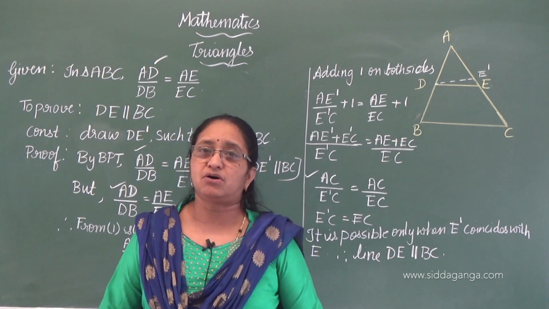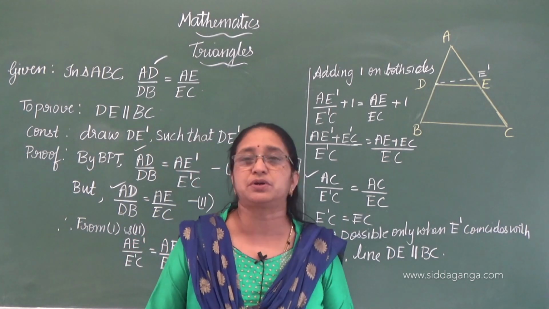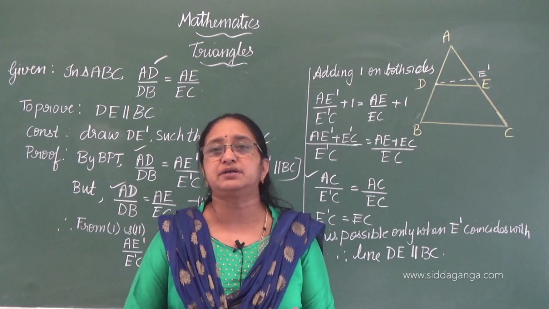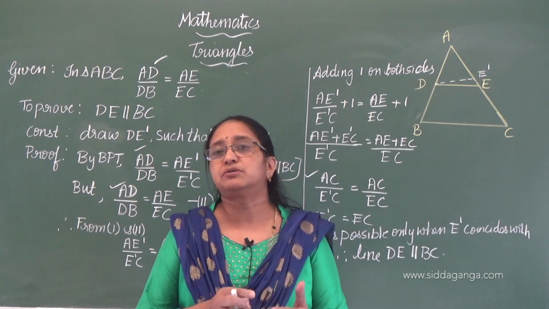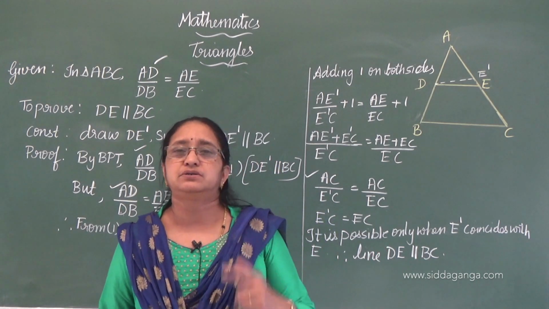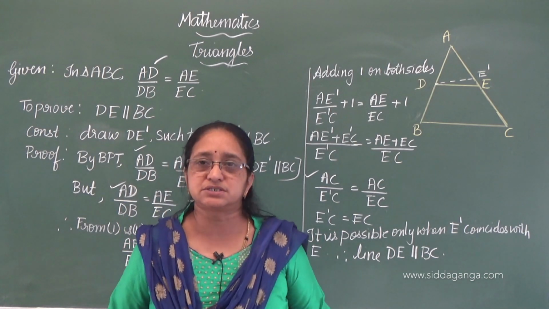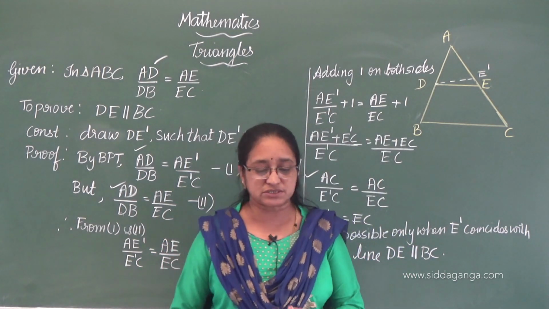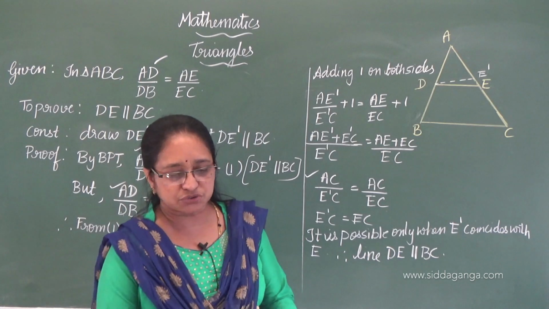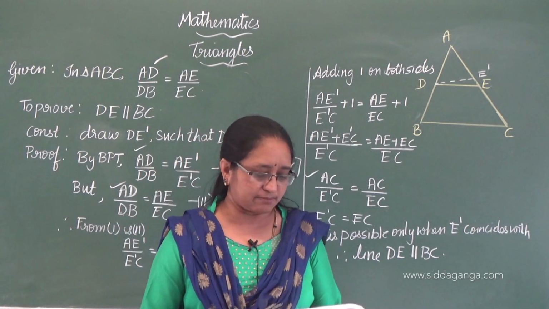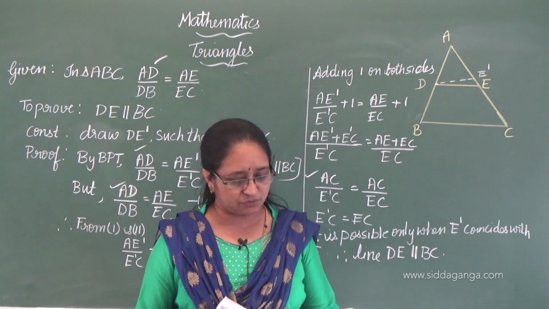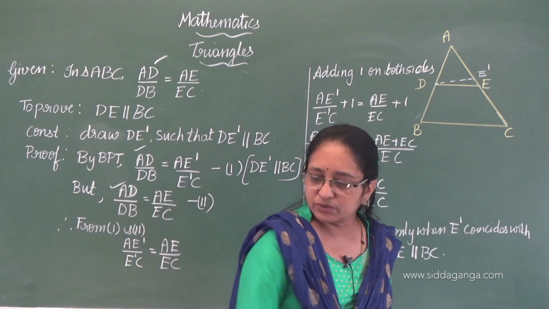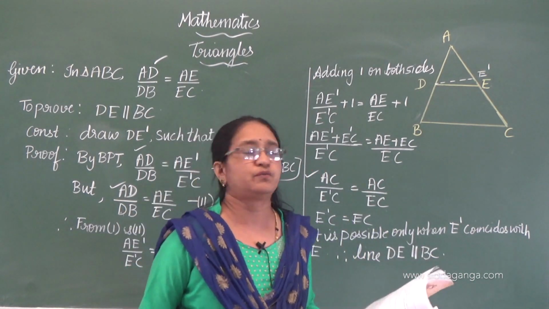Based on all this, you have to work out exercise 6.2. Based on the corollary, the converse, and also BPT, you have to work out exercise 6.2. Today I am going to take only one example from the first, and from the second also I am going to take only one example, and since they are very easy problems, you can work them out. So, the other two are for homework.